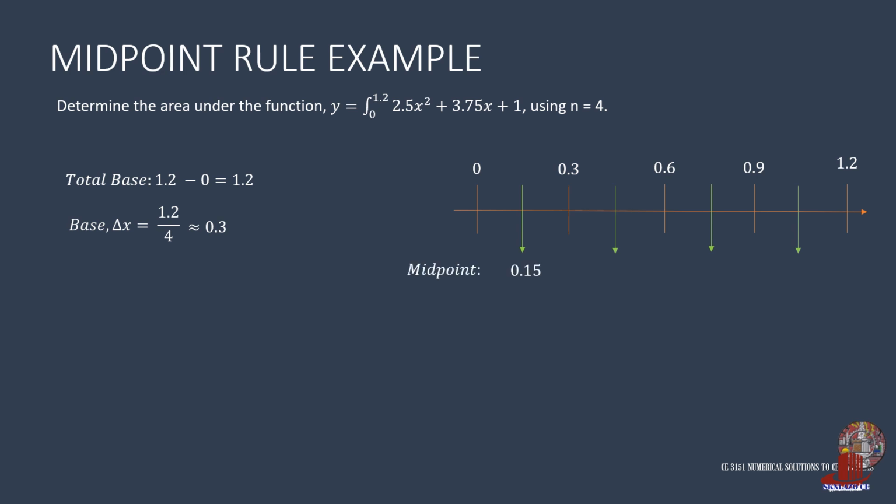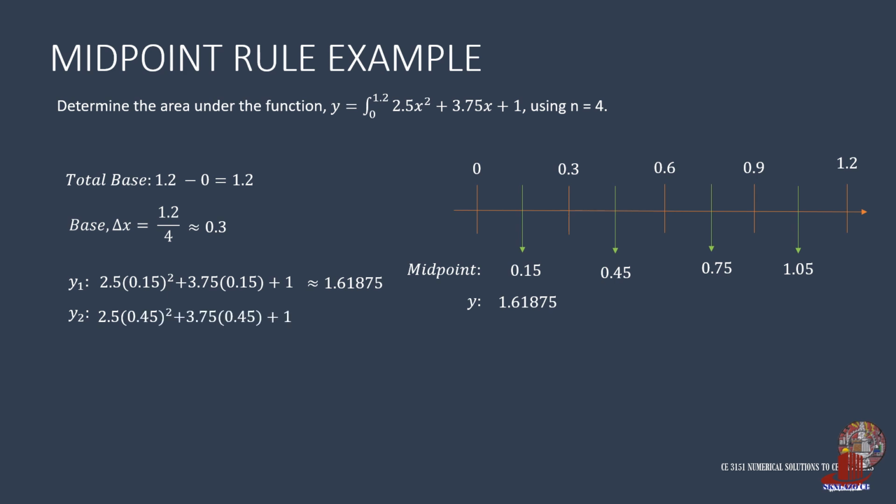0.45, 0.75, and 1.05. These are the values to use in the function in order to look for y. y1 is then computed as 2.5 times the square of 0.15 plus 3.75 of 0.15 plus 1, simplified as 1.61875.